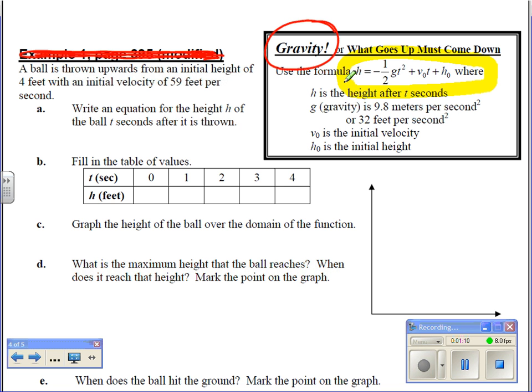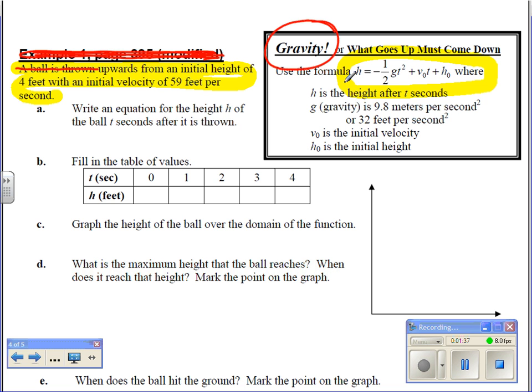If you're in meters, work with meters. If you're in feet, work with feet. v sub 0 is an initial upward velocity. h sub 0 is the initial height. So we've got this information now. A ball thrown upward from an initial height of 4 feet, with an initial velocity of 59 feet per second.